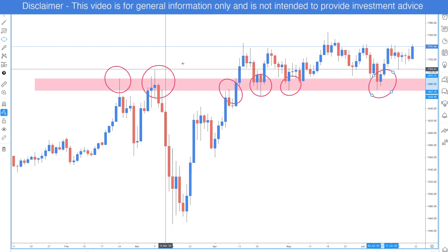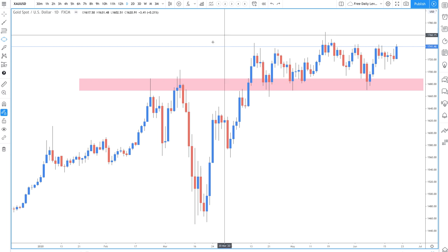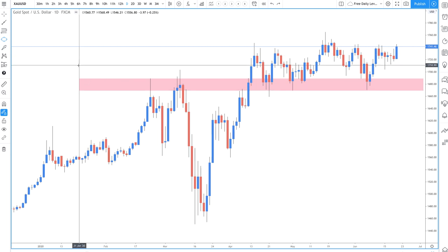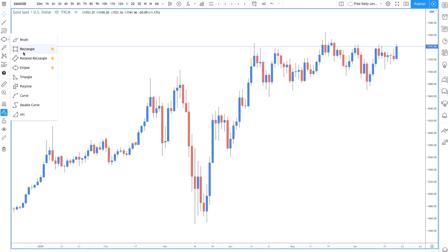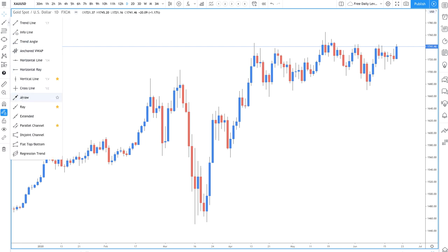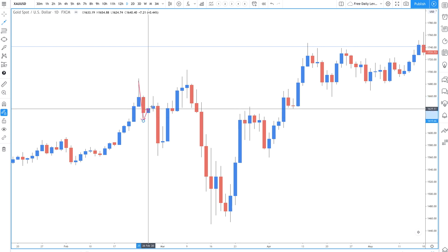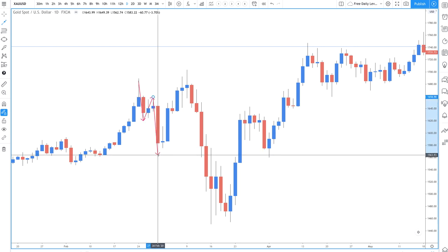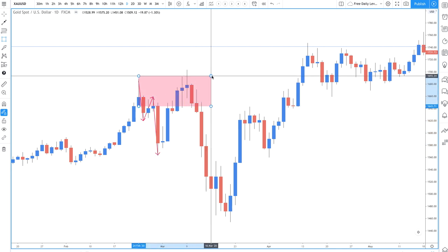But now I want you to look at this in terms of supply and demand. So let's get rid of this area here. What we've got is lower highs and lower lows being made. Low, lower high, lower low. So this area becomes an area of supply. Yeah, this area becomes an area of supply.